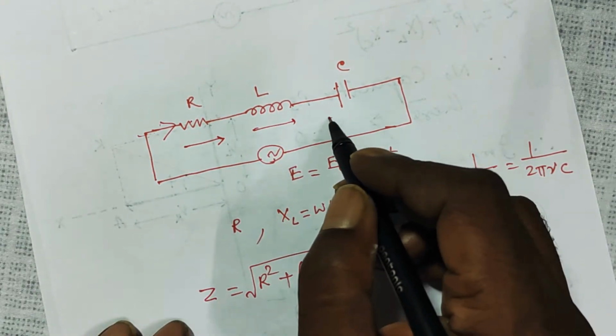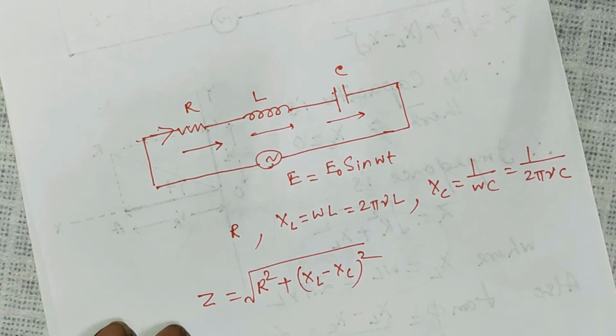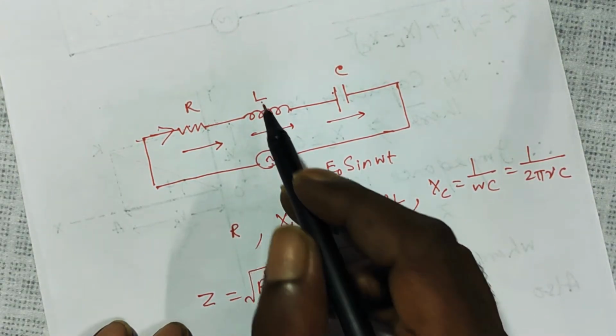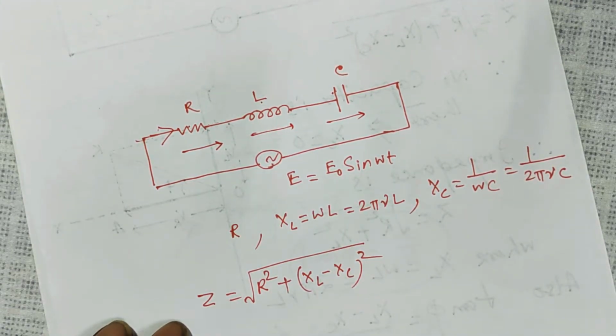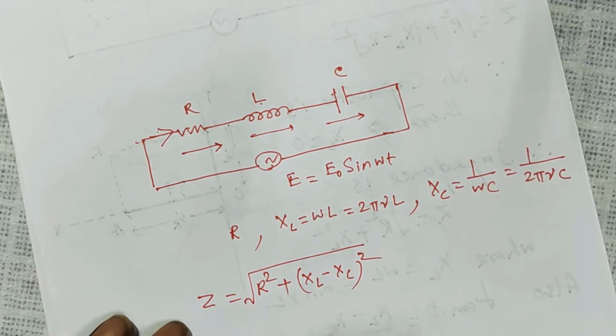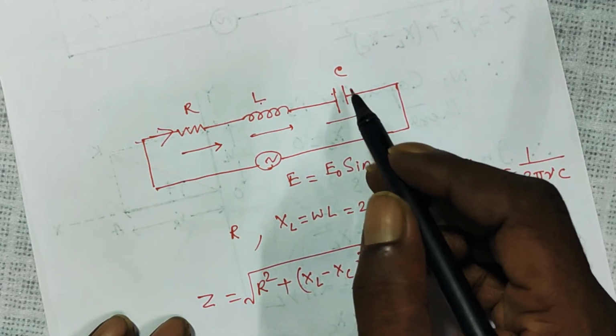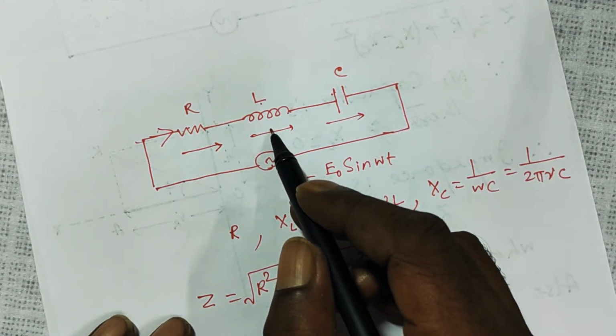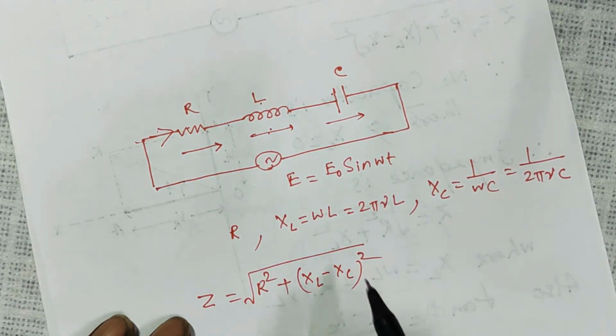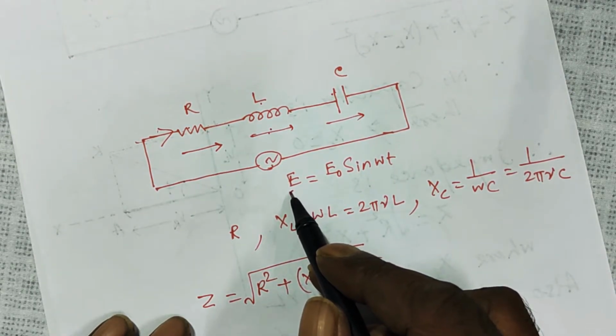The only difference was that in case of an inductor, the current was lagging behind the EMF, and in case of a capacitor, the current was ahead of the EMF.